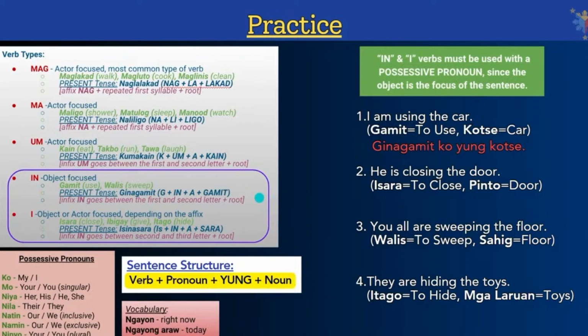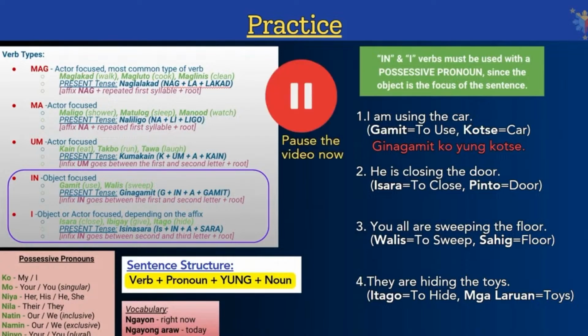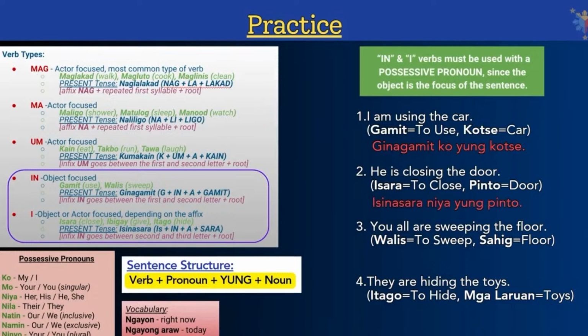And then we also used the pattern that we learned for these different types of verbs. So go ahead and take a minute. You do the last 3 examples and then we'll go over it. Feel free to pause the video if you need. All right, let's do number 2. He is closing the door. Isinasara niya yung pinto.